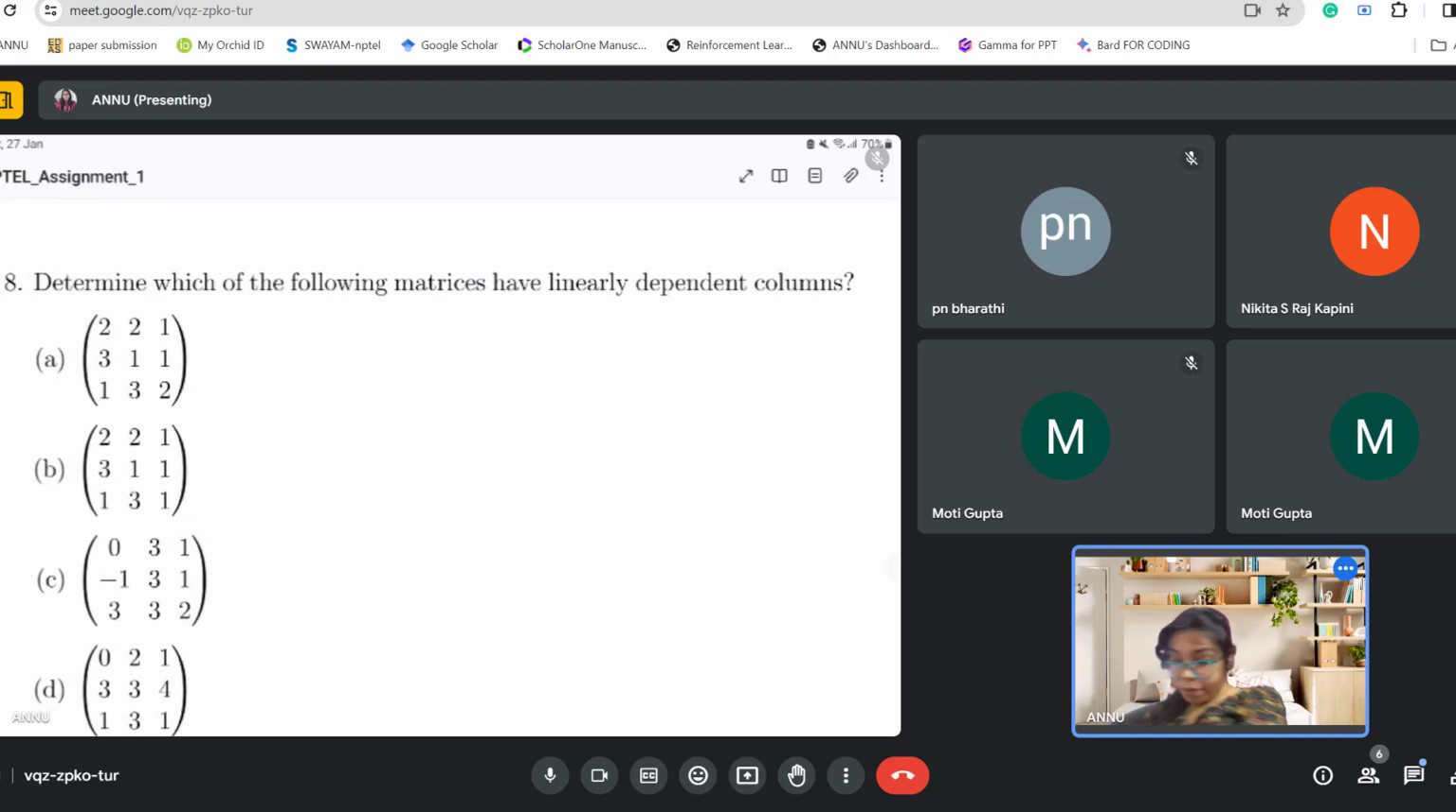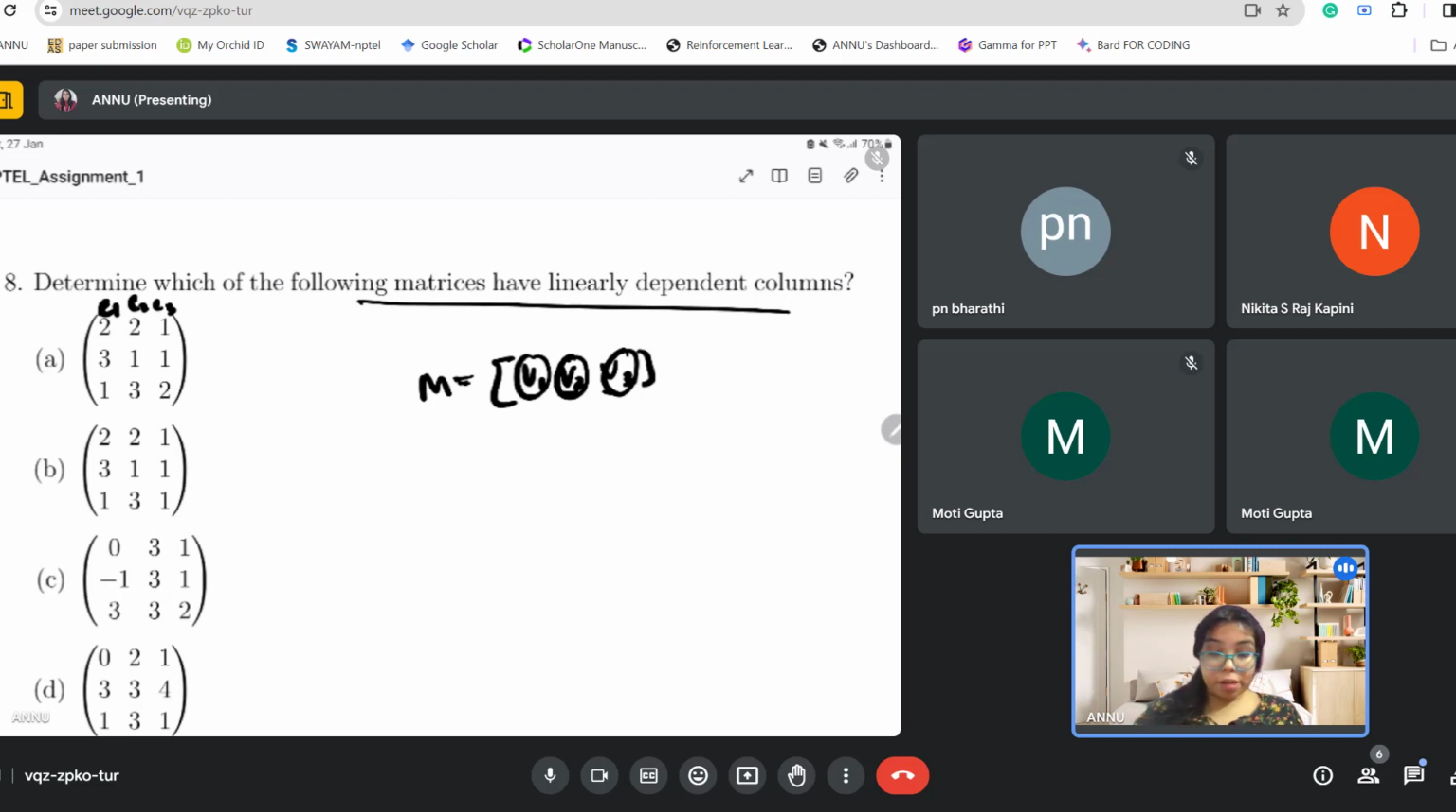One more thing: any matrix can be written as v1, v2, v3 like that. This one is a column vector, column vector, column vector, so c1, c2, c3. Now you tell me which of the following matrices have linearly dependent columns.